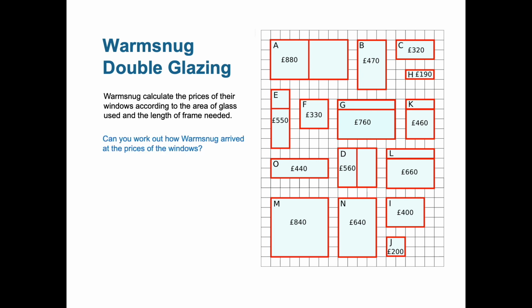The main question with this problem is, can you work out how Warmsnug arrived at the prices of the windows? And clearly they must have some strategy for pricing windows that's consistent with quite a variety of different sizes and styles of windows on sale here. But also, in the problem, there is a window with an incorrect price, and can we find that too?